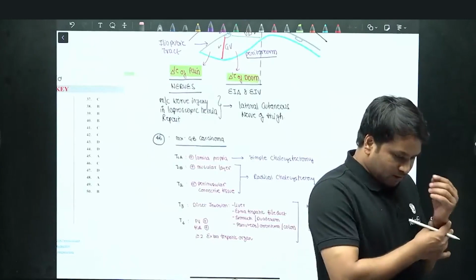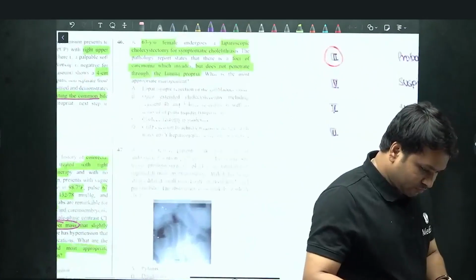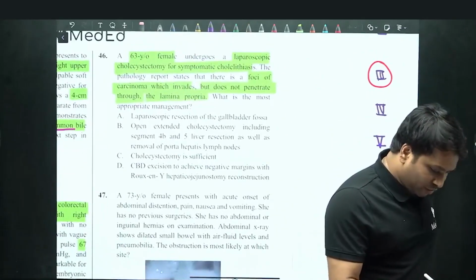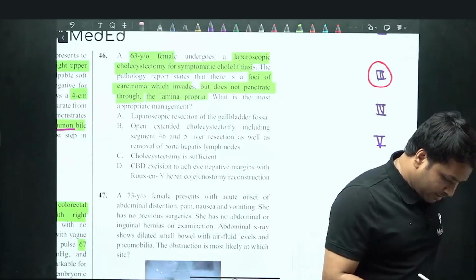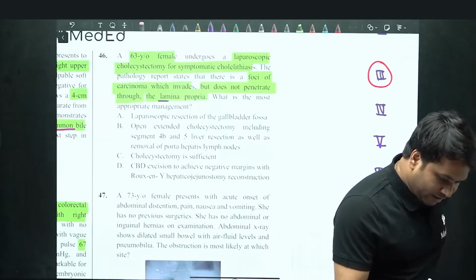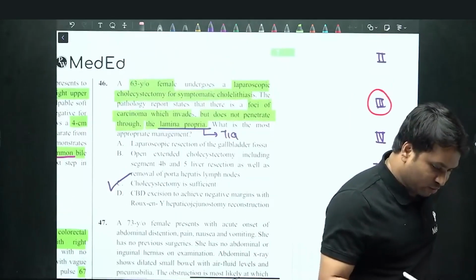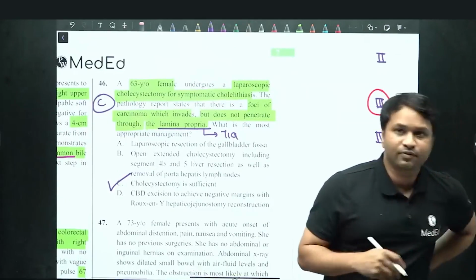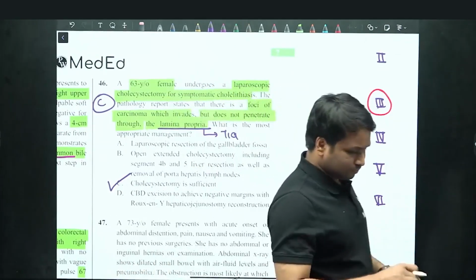Now, question number 46. What will you do? Here it is involving the lamina propria. Involvement of lamina propria, as I told you, is going to be T1a. For T1a, only cholecystectomy is more than enough. So the answer here is going to be C for Calcutta.